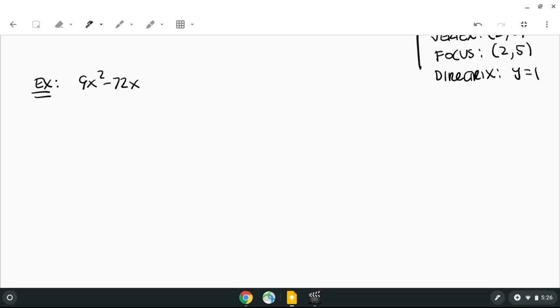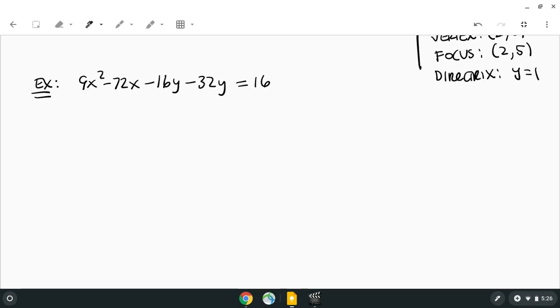All right, let's take a look at another one where we have to complete the square. Okay, so let's go ahead and graph this one. 9x squared minus 72x minus 16y squared minus 32y equals 16. Oops, can you put a square there? I missed it. Okay, so right here, that should be y squared.